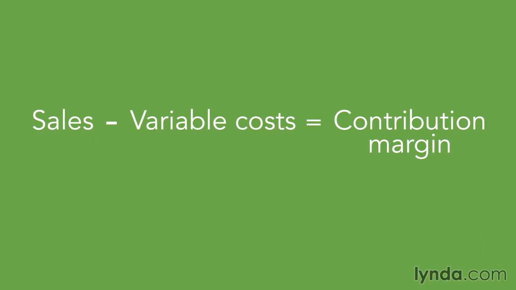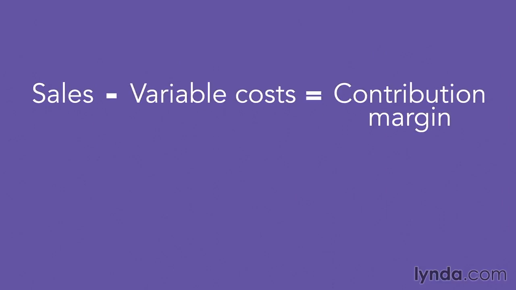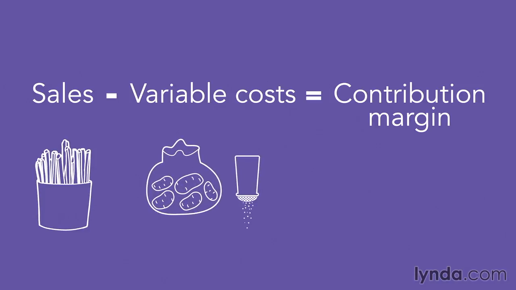In order to effectively use CVP analysis, we first need to spend some time working with the concept of contribution margin. Contribution margin is equal to sales revenues less variable costs. It is the amount of revenue that remains to cover fixed costs and provide a profit for an organization. For example, the contribution margin from the sale of one order of French fries by a fast food restaurant is the selling price less the variable cost of producing the fries.